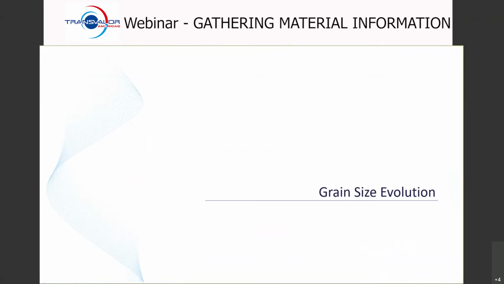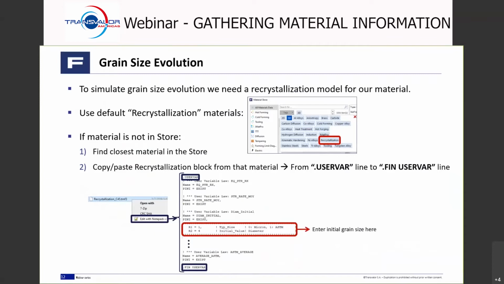For grain size evolution, as we mentioned in the introduction, we will need a recrystallization model to simulate this. This requires some testing. So normally these parameters are not as easy to obtain, or not so easy to access. So it's really common to use default materials in here. To access the default materials for recrystallization, remember you have a dedicated tag. That's how you filter them. Also make sure, if you are in a hot forming simulation, to access only the hot forming materials.